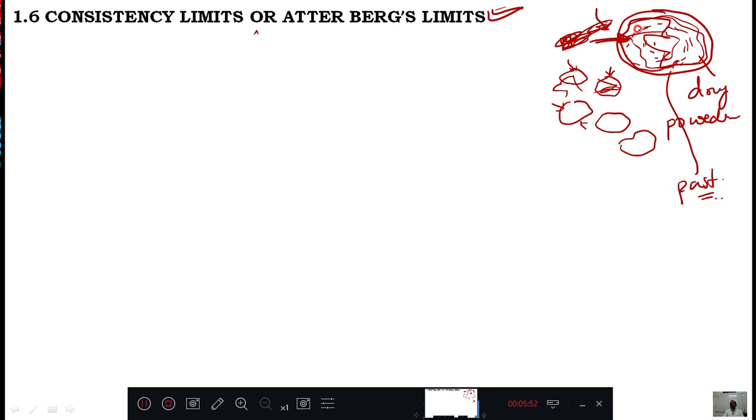Okay, paste means what? This can be a very hard paste, or it can be a smooth paste. Hard paste means you can mold it into any shape.